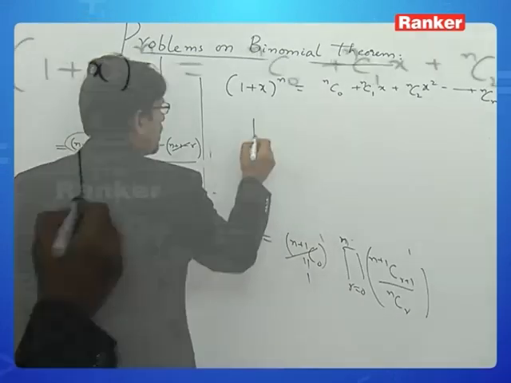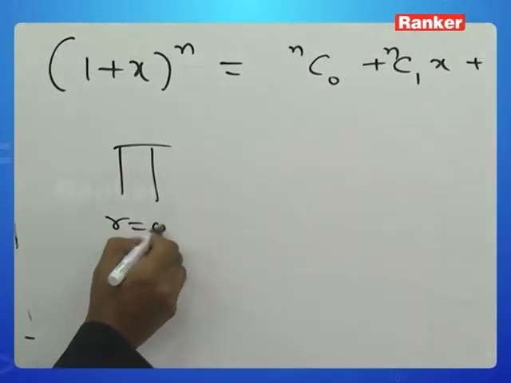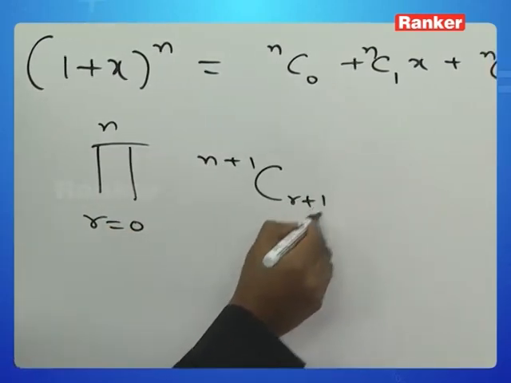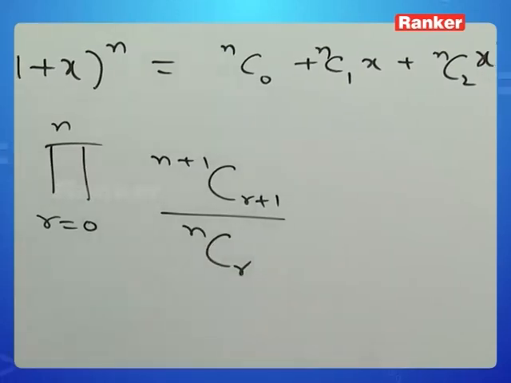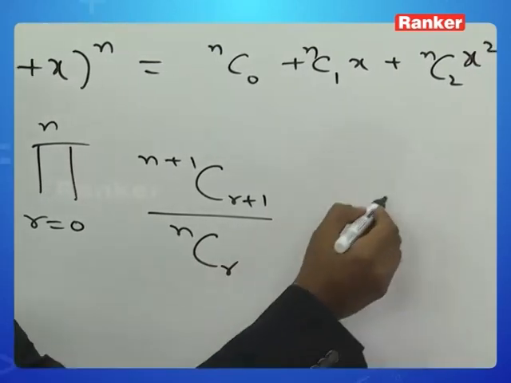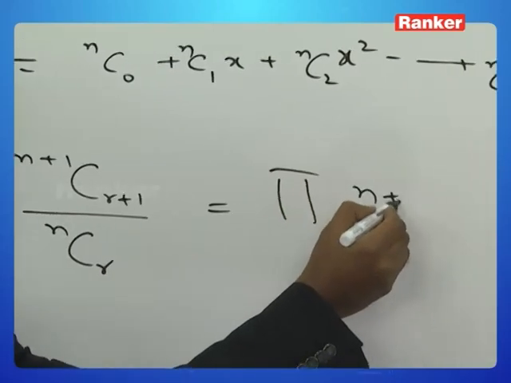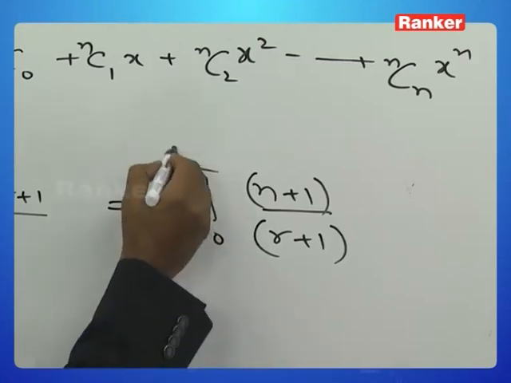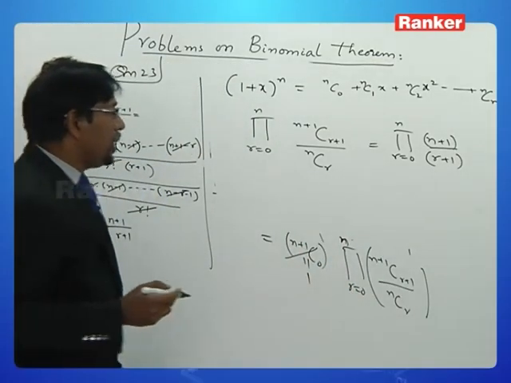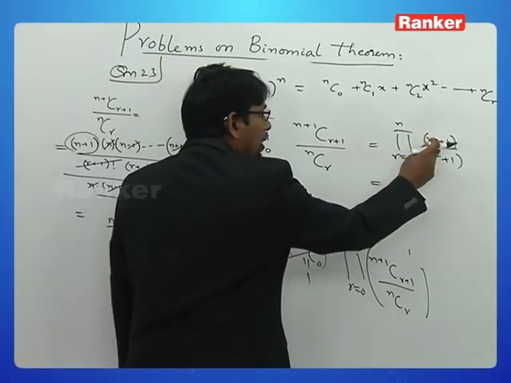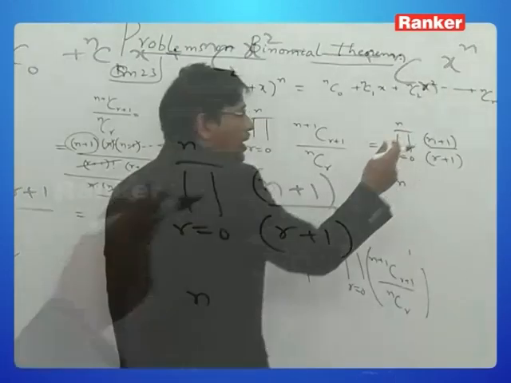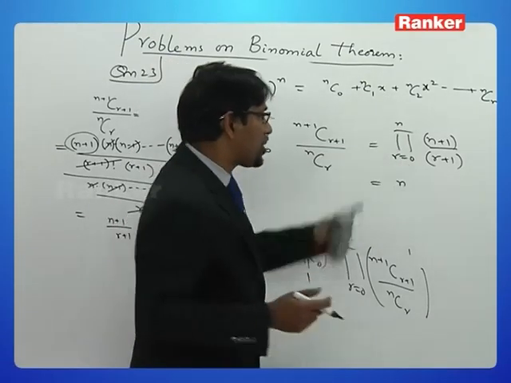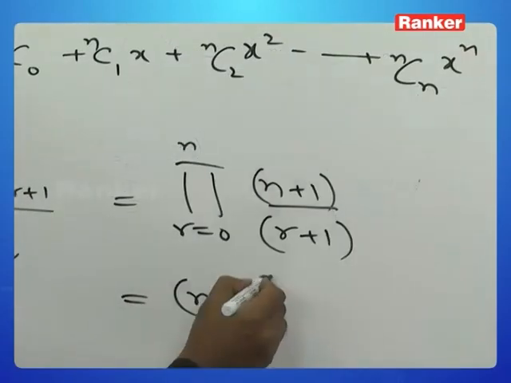This product, the product with r ranging from 0 to n, of (n+1)C(r+1) by nCr, will be the product of (n+1)/(r+1), r ranging from 0 to n. What is this now? n plus 1 gets multiplied in each term, and how many terms are in this product? n plus 1. So we will have in the numerator n plus 1 raised to the power n plus 1.